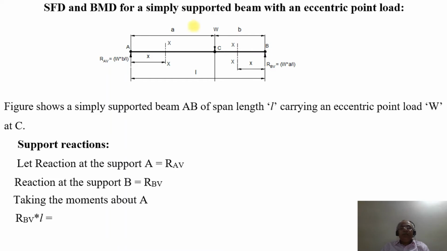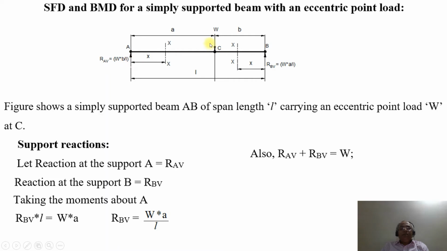So RBV into L will be equal to W into a. So RBV will be equal to W into a by L. Then I need to find the reaction at the support A.